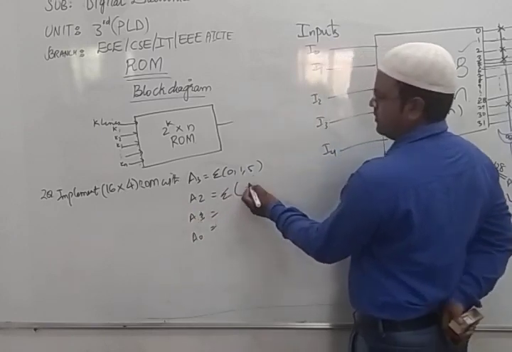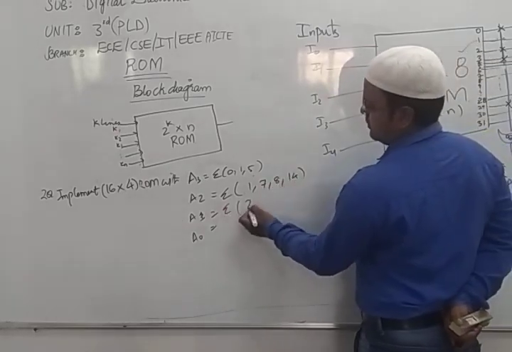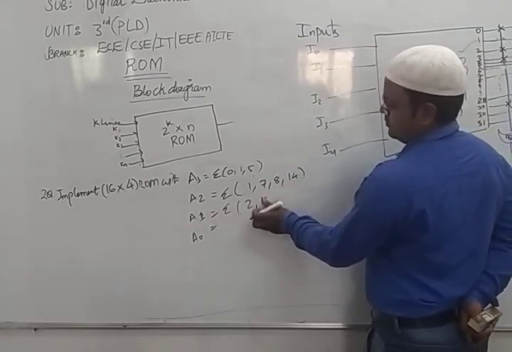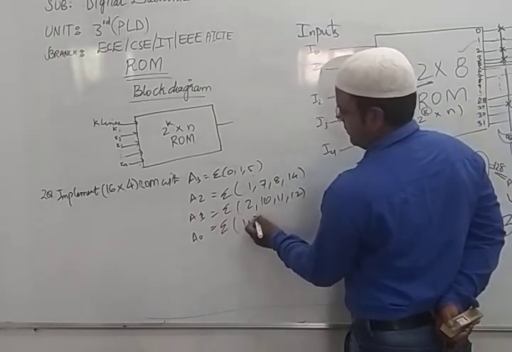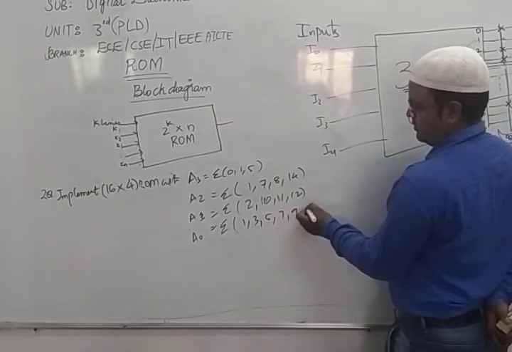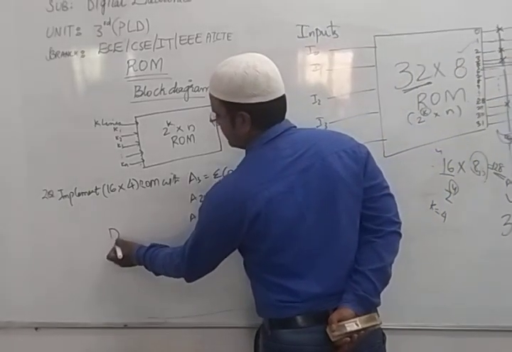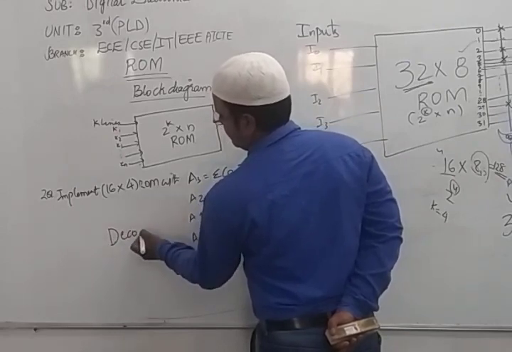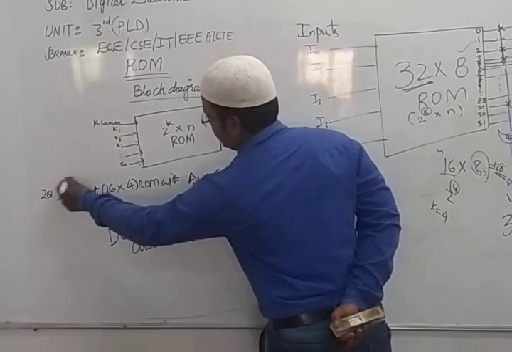We have location values 1, 7, 8, 14. Summation of 2, 6, 10, 11 and 12. And summation of 1, 3, 5, 7, 9, 12. These are given, using a decoder. So using the same decoder circuit, try to implement this third problem.